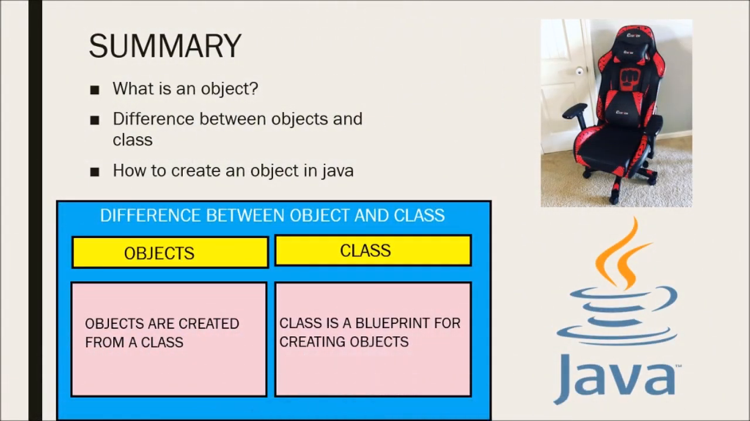Now let's summarize what we learned today. Today we learned what is an object in Java. Today we also learned the difference between objects and classes in Java. And finally, we learned how to create an object in Java.